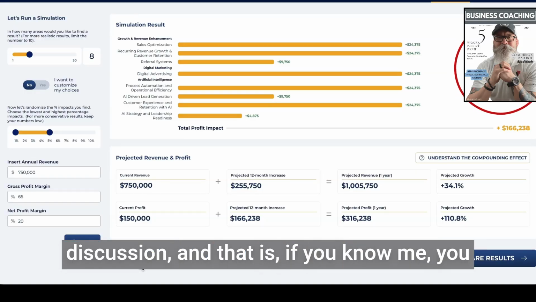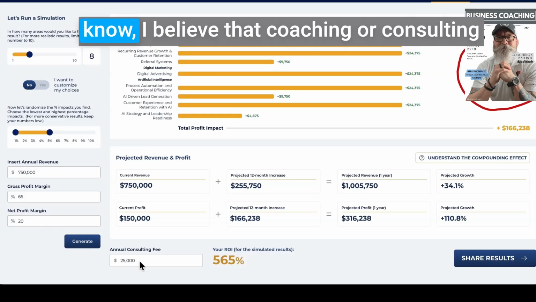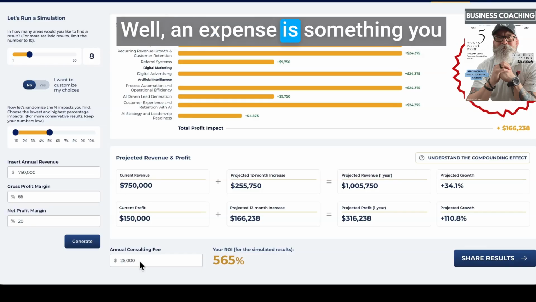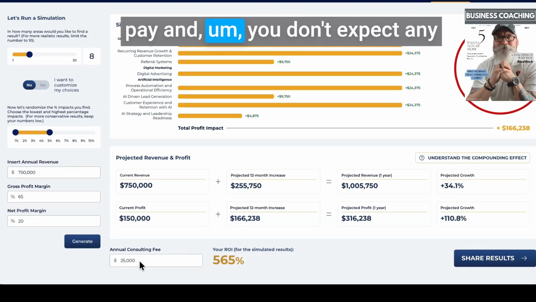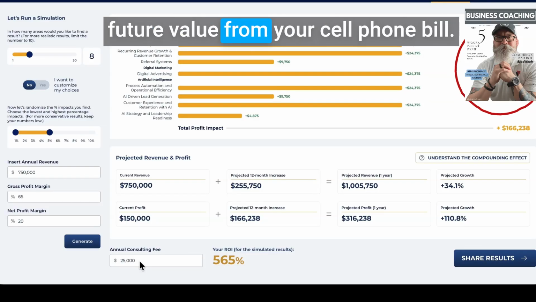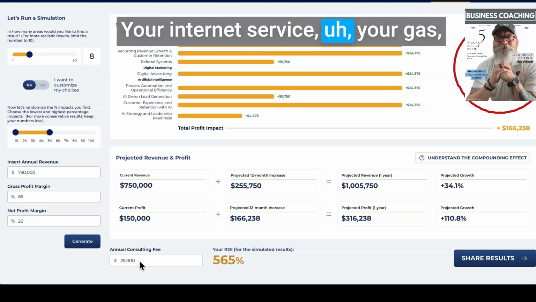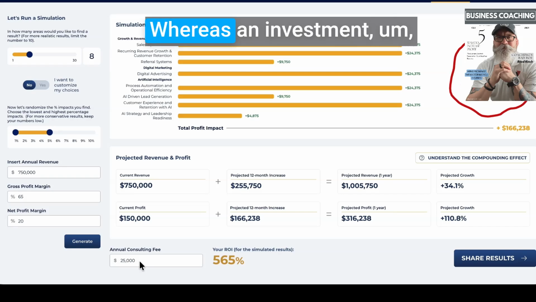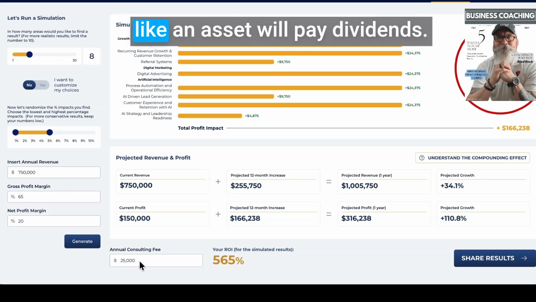Now, this last little box here is important, and it's really just for this initial discussion, and that is, if you know me, you know I believe that coaching or consulting I view as an investment, not an expense. What's the difference? Well, an expense is something you pay and you don't expect any future value from. Your cell phone bill, your internet service, your gas you put in your car, that type of thing. Whereas an investment, like an asset, will pay dividends.